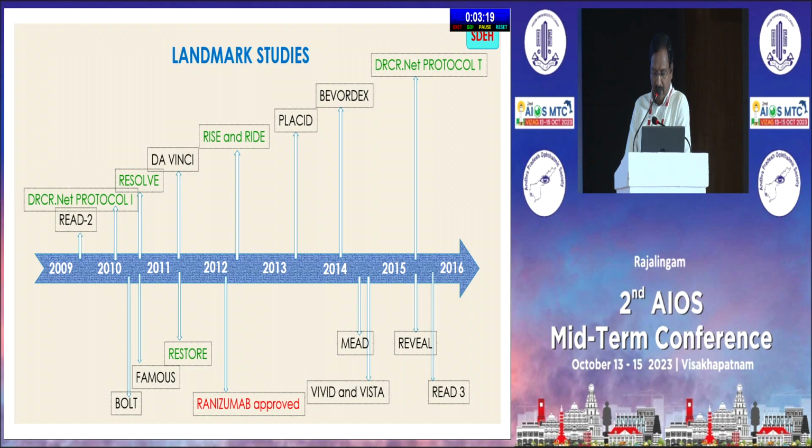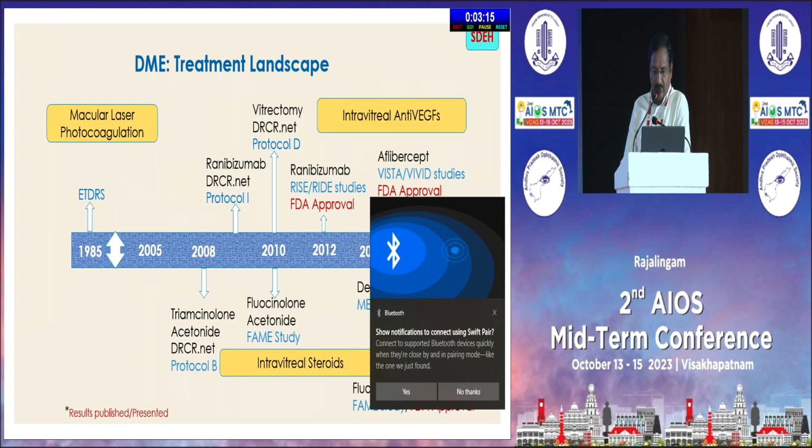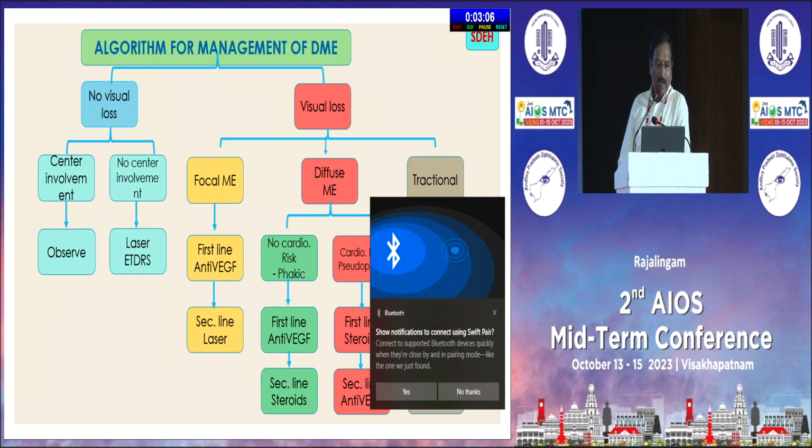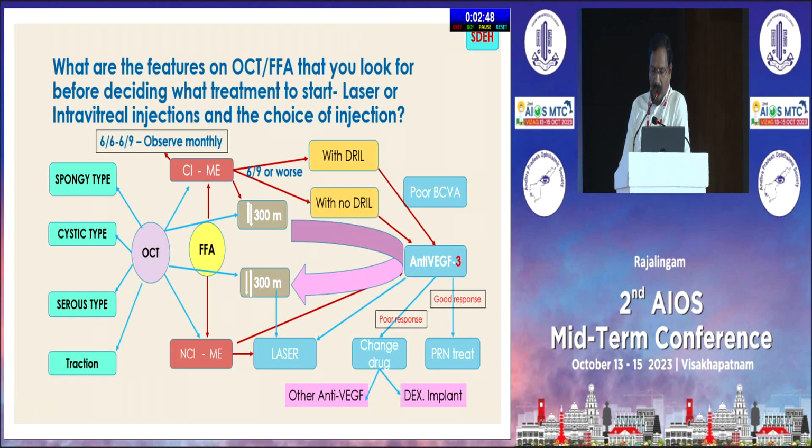These are the landmark studies, and the treatment landmarks where FDA approvals have come. The journey started from 1985 up to here. And this is an algorithm which will give the management of diabetic macular edema. But before OCT came, we classified it as focal macular edema and diffuse macular edema. Let's come to some examples, because the algorithm is too much.